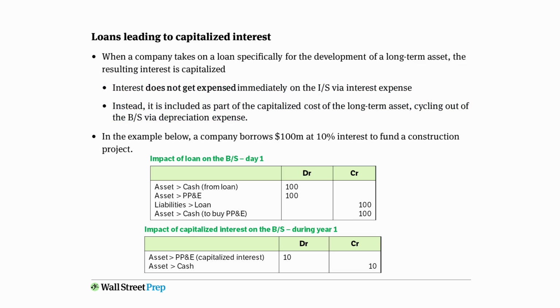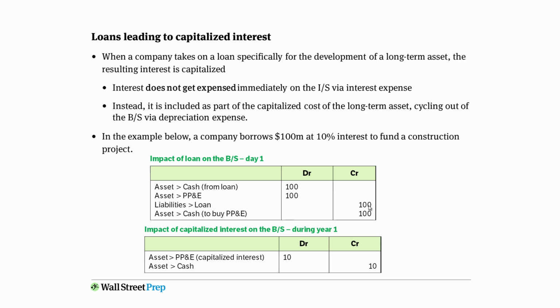The way to best understand this is with an example, so let's go through one right now. In the example below, a company borrows $100 million at 10% interest to fund a construction project. The impact of the loan on day one is as follows. Cash goes up from the loan by $100 million. The corresponding entry is the loan principal.